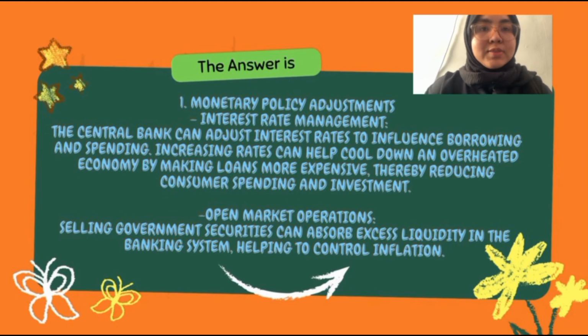Monetary policy adjustment. Interest rate management. The central bank can adjust interest rates to influence borrowing and spending. Increasing rates can help cool down an overheated economy by making loans more expensive, thereby reducing consumer spending and investment. Okay, second point, open market operation. Selling government securities can absorb excess liquidity in the banking system, helping to control inflation.